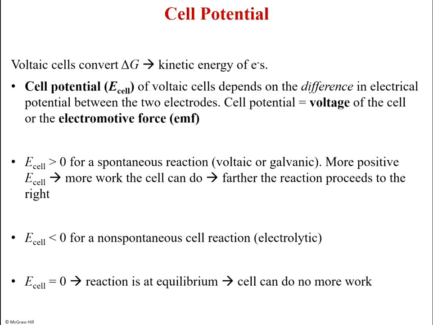That would be an electrolytic cell. Now, if E cell is 0, this is like when delta G is 0, the reaction's at equilibrium, the cell can't do any more work, the system's at equilibrium.